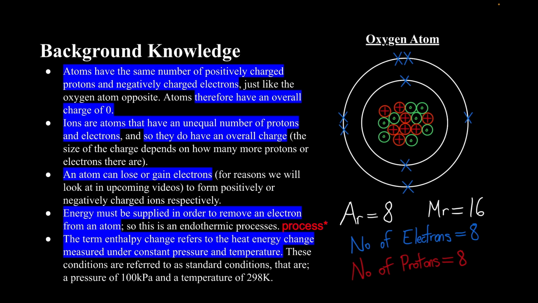The blue crosses represent the negatively charged electrons. The red circles with the plus sign inside represent the positively charged protons, and the green circles with the zeros inside represent the neutrons, which have a charge of 0. These white circles represent the main energy levels.